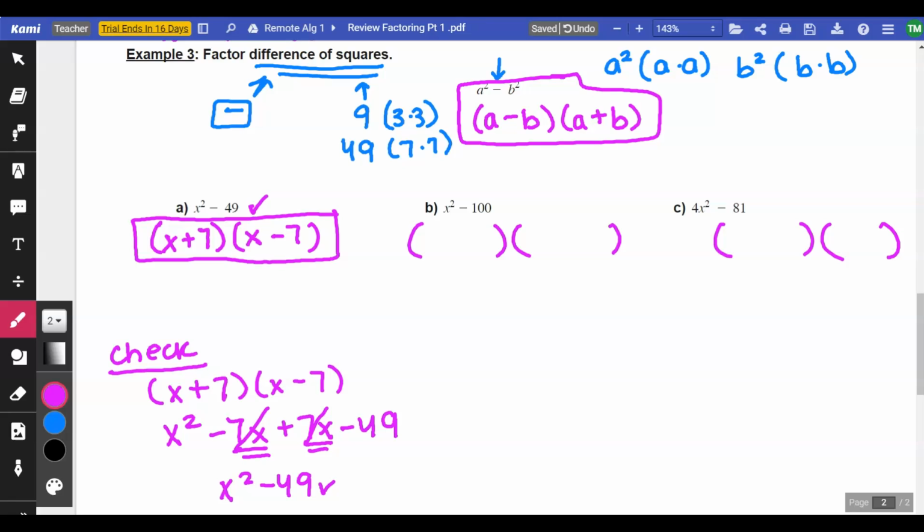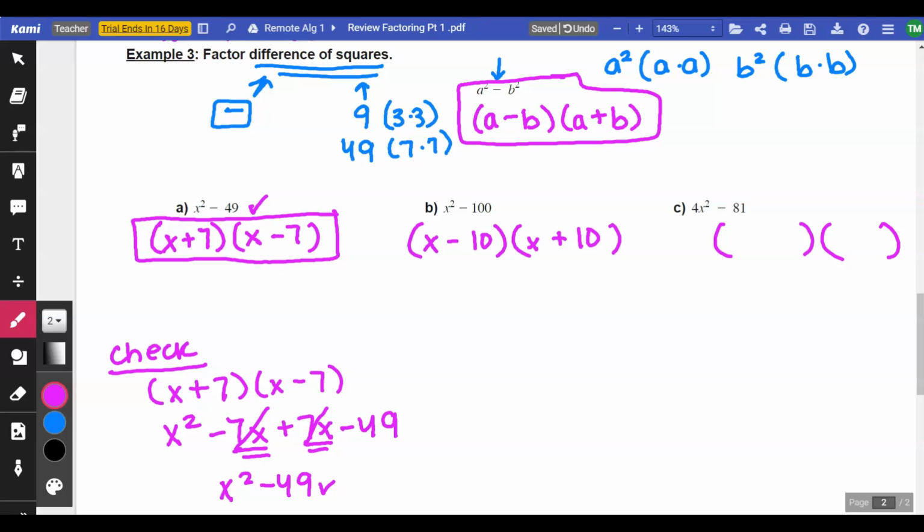Why don't you go ahead and try example B and C real quick? You can pause the video, and when you're done, press play and check your answers. So x squared minus 100, the square root of x squared is x, the square root of 100 is 10, and then I know I need a positive and a negative sign.